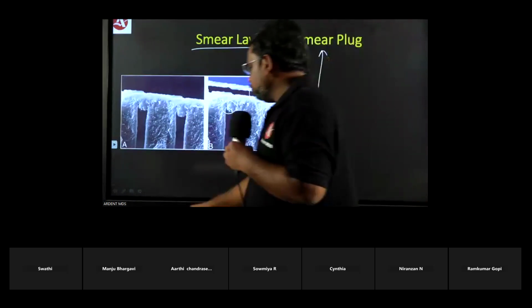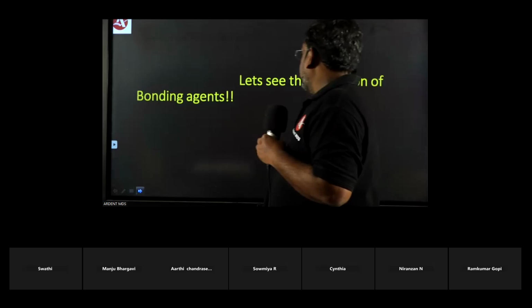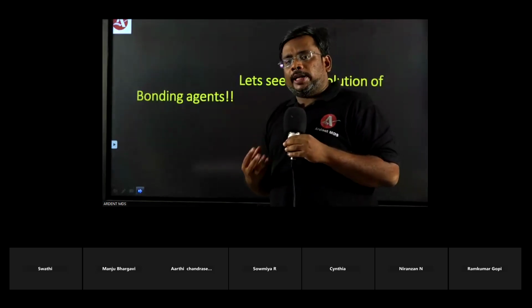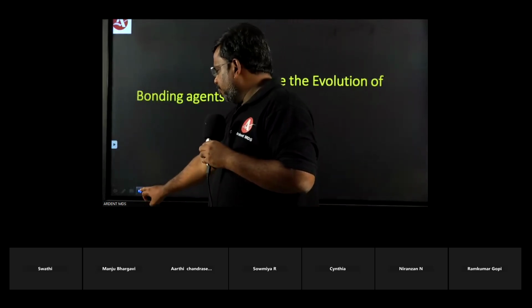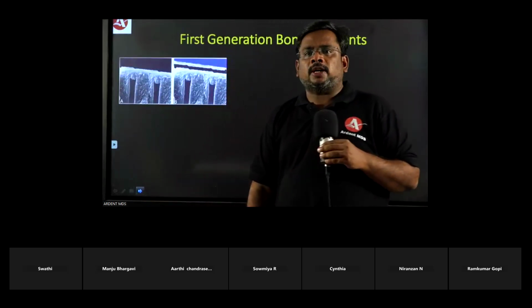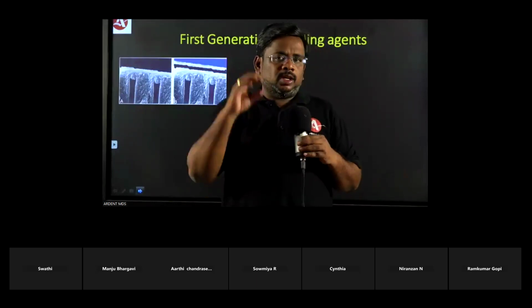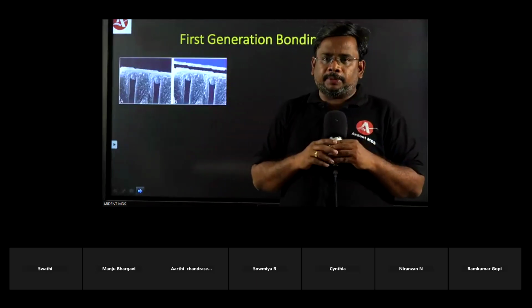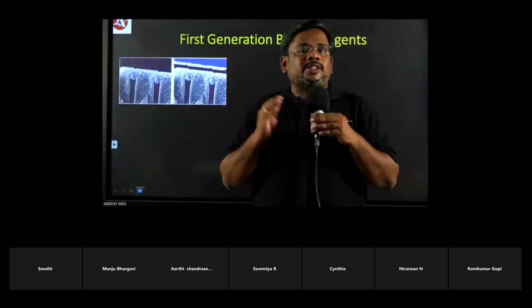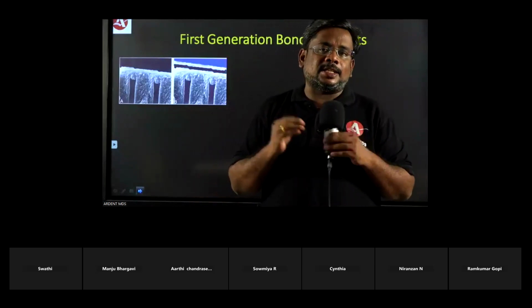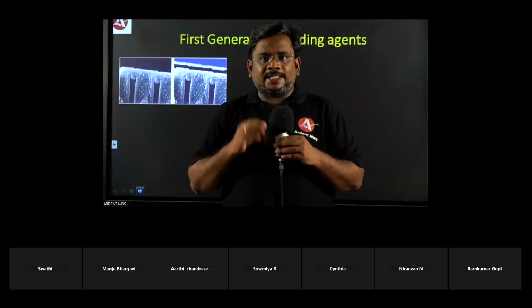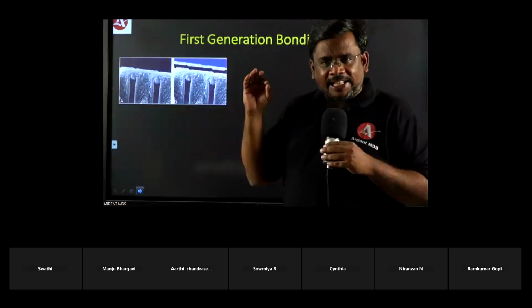Now we go to the evolution of bonding agent, like how many generations are available. It's so easy, no confusion. Usually students get confused between all the generations, but it's so easy if you know the concept. Totally, how many generations are available? You have 7 generations of dentin bonding agent. Let's see each one by one with an easy concept.